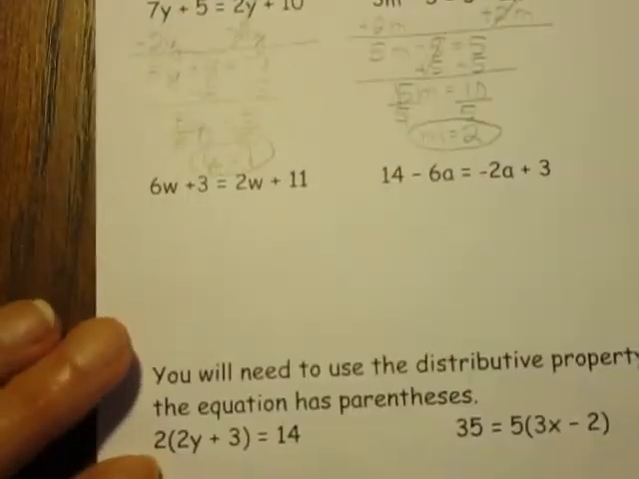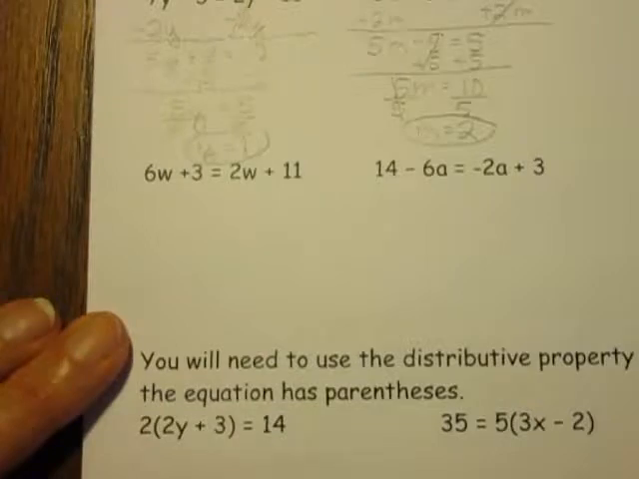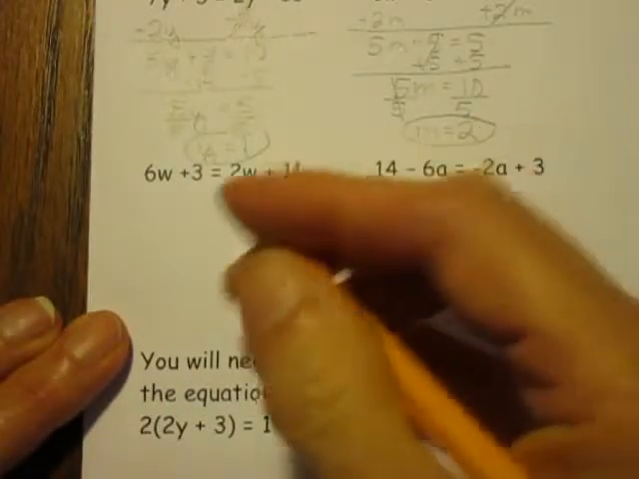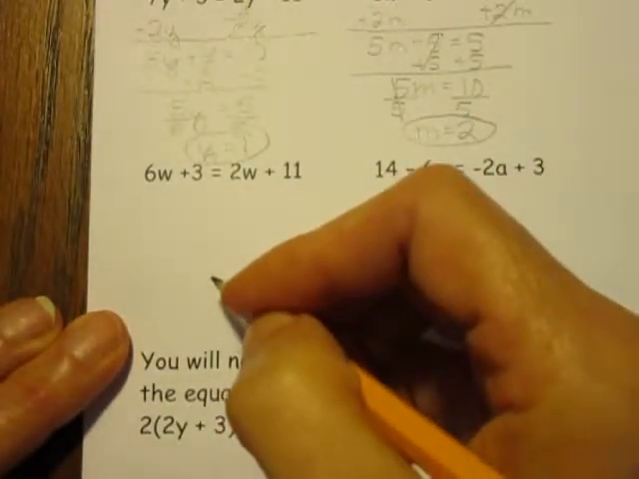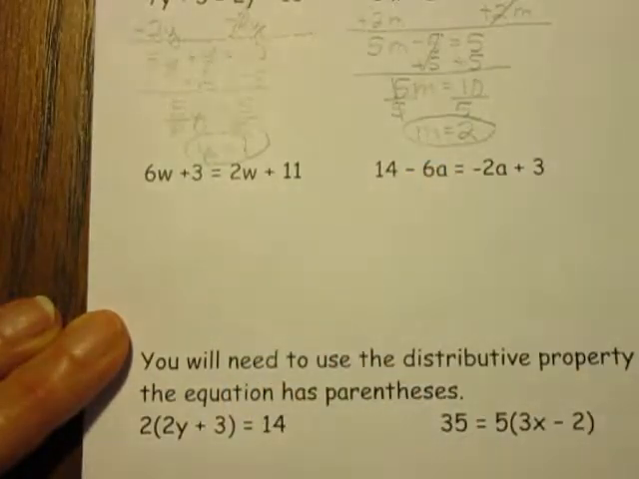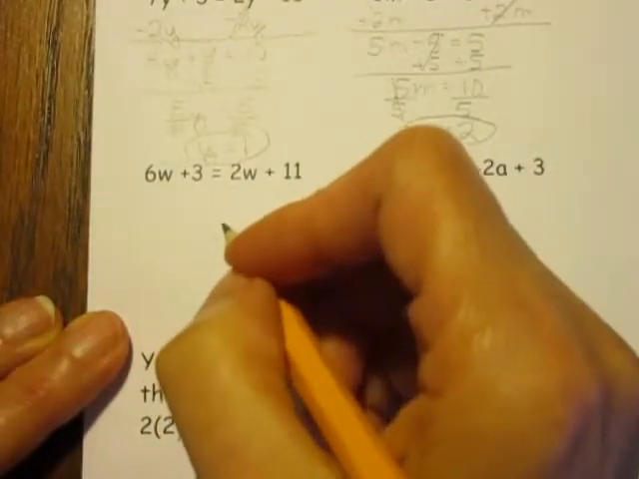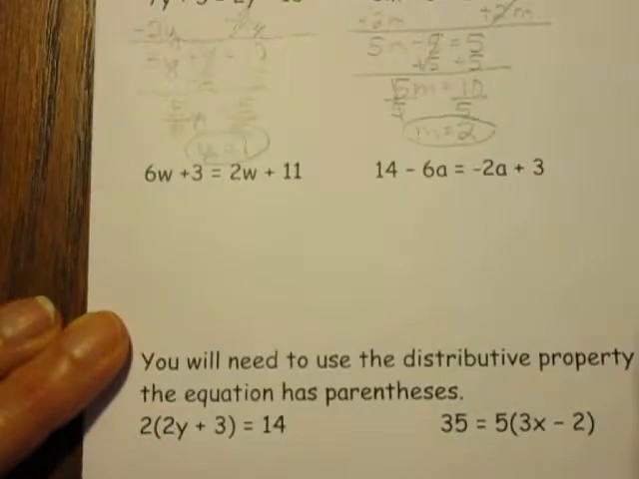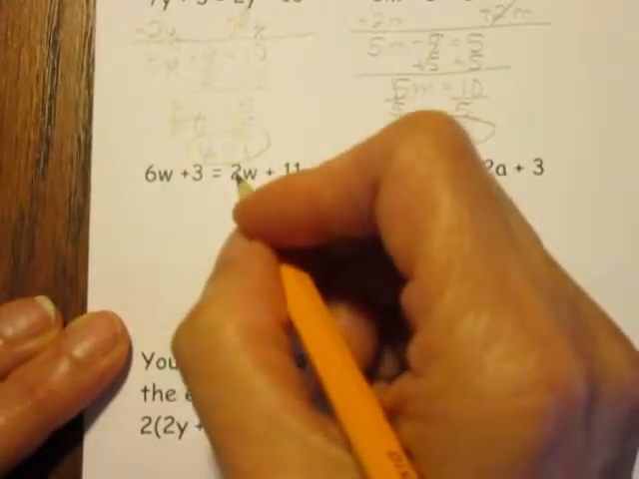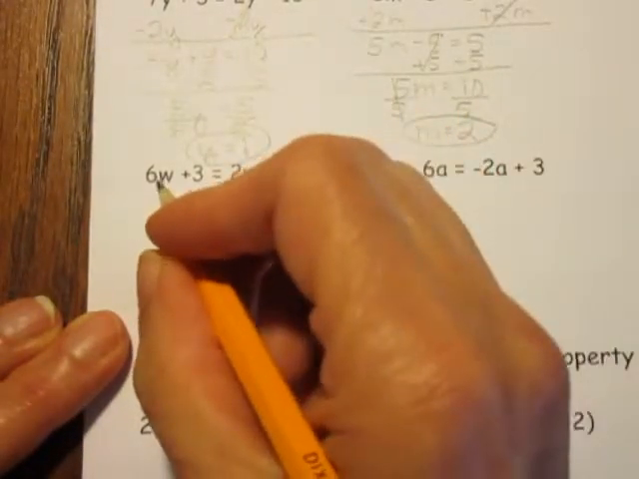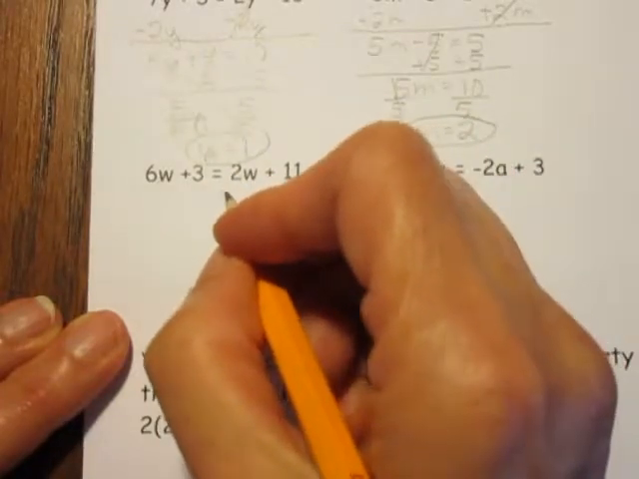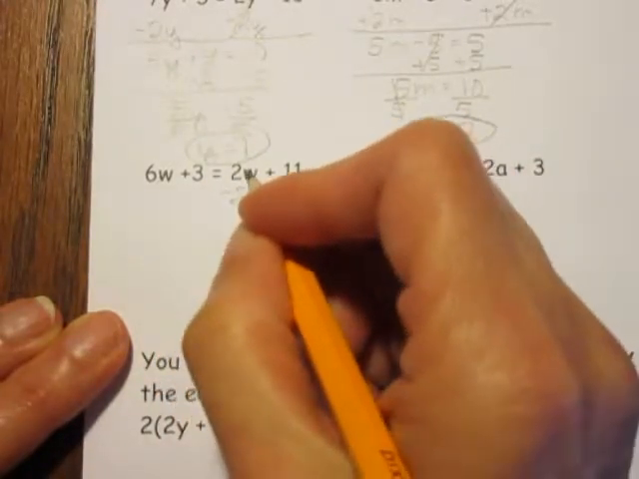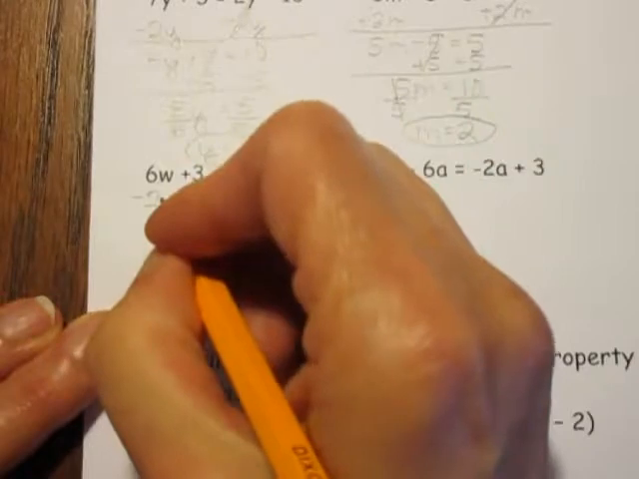Okay, on our next one, I'm going to go ahead and show you a shortcut. I can do 2 steps at once. Again, it doesn't matter where I start. I'm going to try to keep this variable positive, so I'm going to go ahead and subtract 2w from here, which means I'm going to subtract 2w from here.